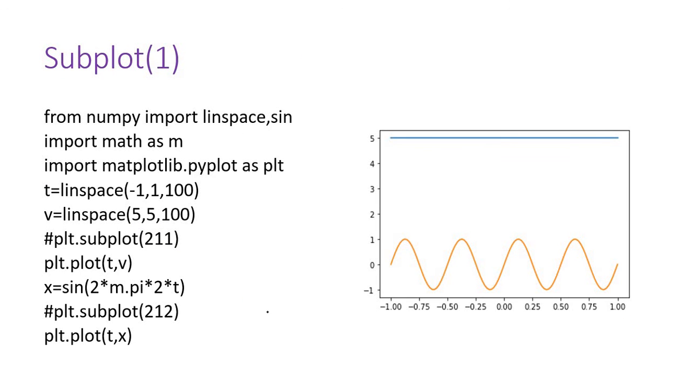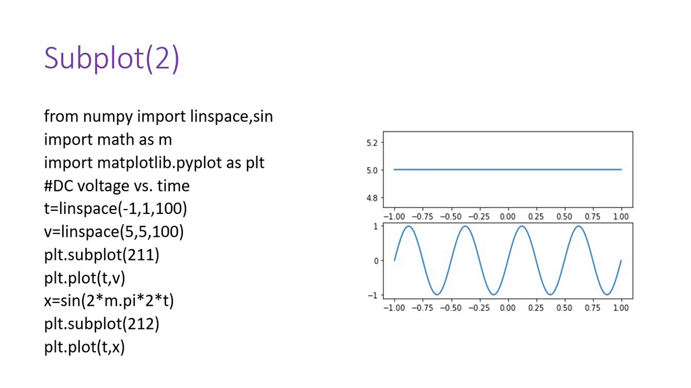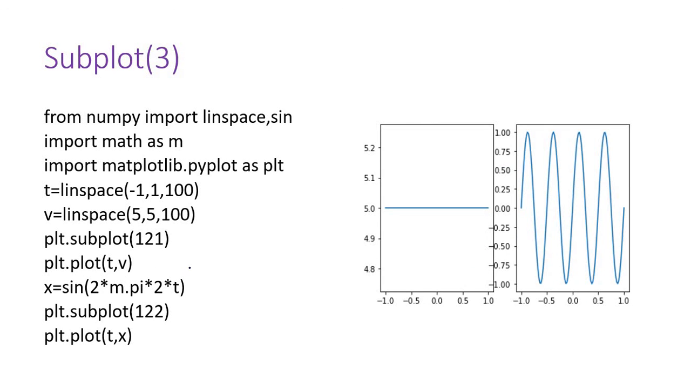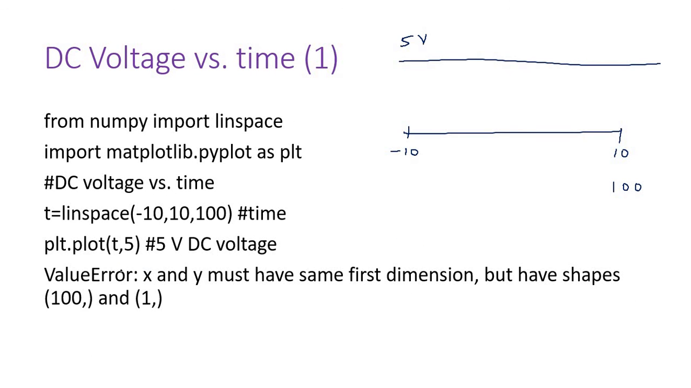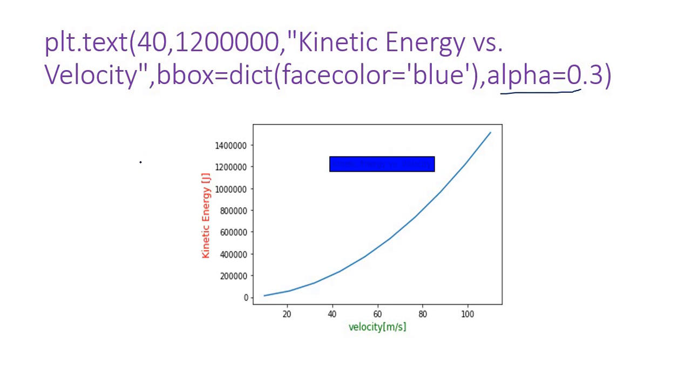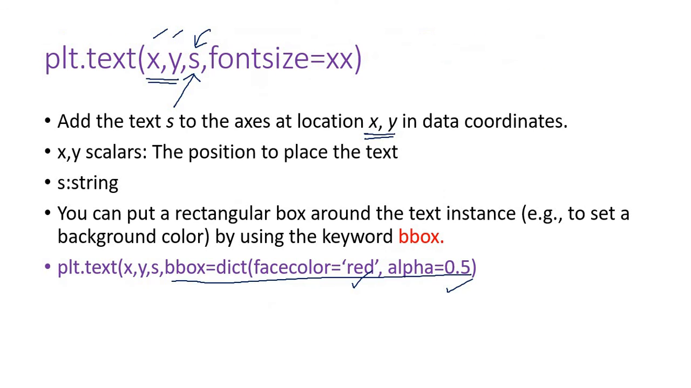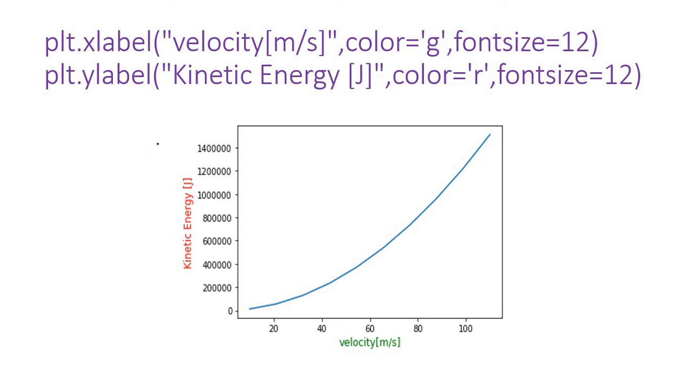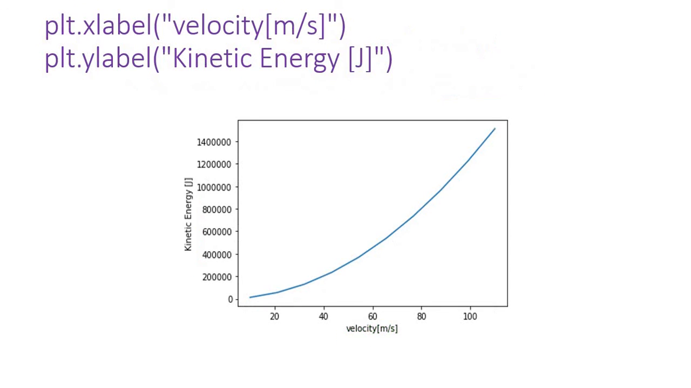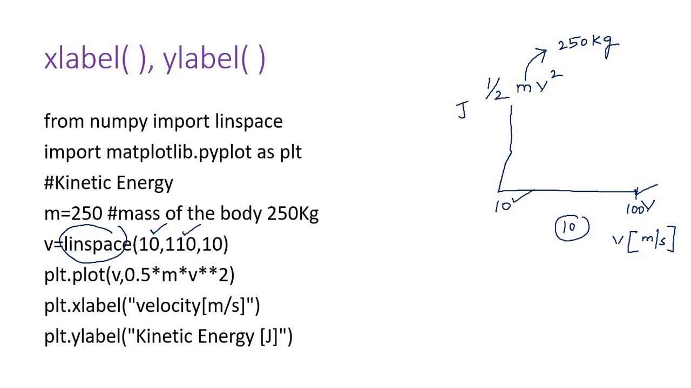Already we discussed subplot. I'll stop here. We discussed some of the fundamentals: if you have a constant value, like a DC value, but you want to match it to the length of the x-axis, what we can do. Then what is the text box. Then we discussed how to change the color and font size of the x label and y label. I'll stop here. Thank you.